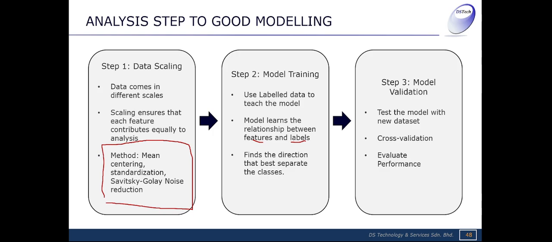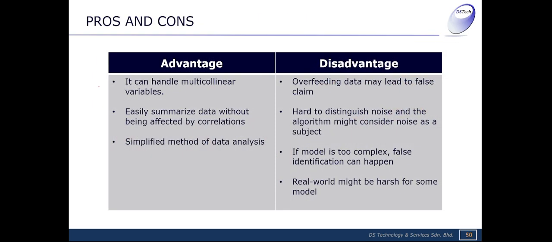Yeah. So, of course, this thing has pros and cons. I mean, PLSDA, the advantage of it is that you can summarize a lot of data without affecting the correlation, and actually it helps. It's very simplifying the data analysis part. But the disadvantage is that overfitting data, meaning you put too many samples, can also lead to false claims. Sometimes it's very hard to distinguish stuff.